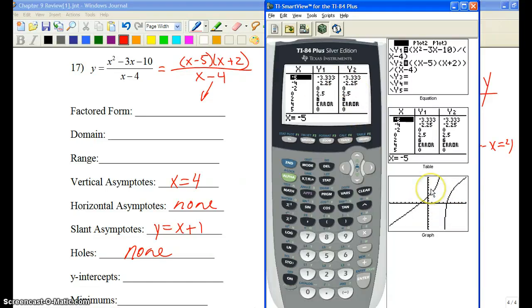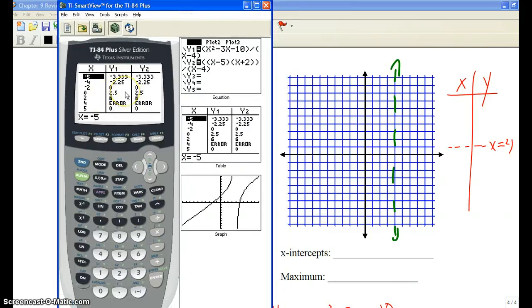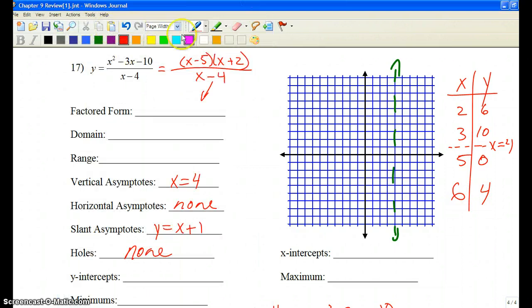So that's the general look of what the graph is going to do, and I'm going to use the table feature in the calculator to get my answers. To the left, I'll use 3 and 2, and to the right, 5 and 6. So I'm going to do 3, 2, 5, 6. 2 is at 6, 3 is at 10, 5 is at 0, and 6 is at 4. Let's go ahead and plot those points.